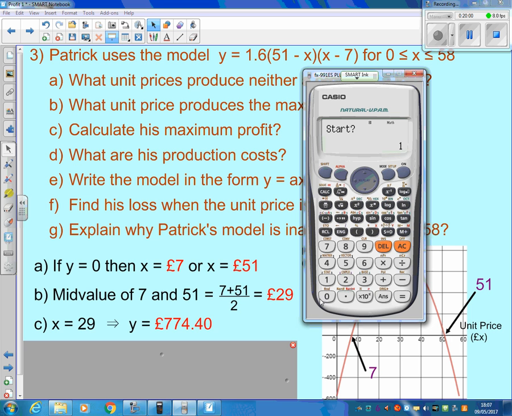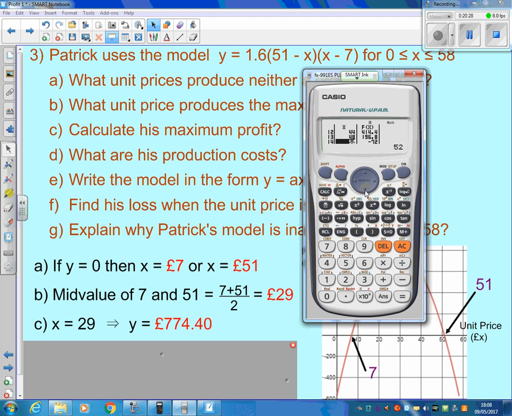If, let's say, I wanted to start at 0, and end at about 58, and let's go up in about, I don't know, about 4s. Here's my table. Okay, and you see it's showing the position at each point. It's showing me the profit at each value there.